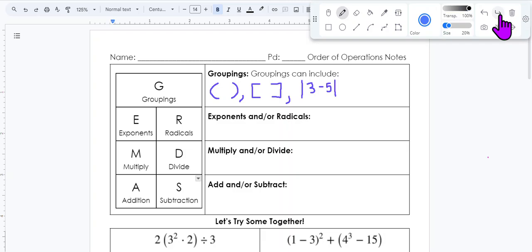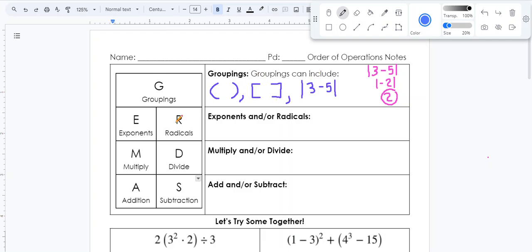So if I was going to do that one, let's say I had the absolute value of 3 minus 5. Well, 3 minus 5 gives me negative 2. All right, well, absolute value, all it's asking for is how many units it is away from 0. So anything that's inside of the absolute value bars, after you simplify it, becomes positive. My answer was negative 2, so these absolute value bars are going to make the answer 2. That would be my answer. Okay, so groupings could include these three things, and whenever you see those, you want to do them first.